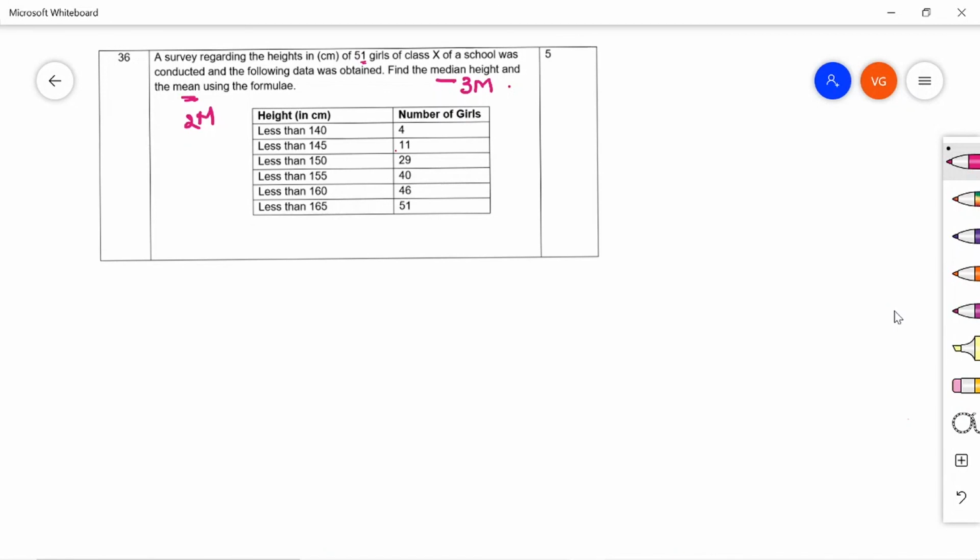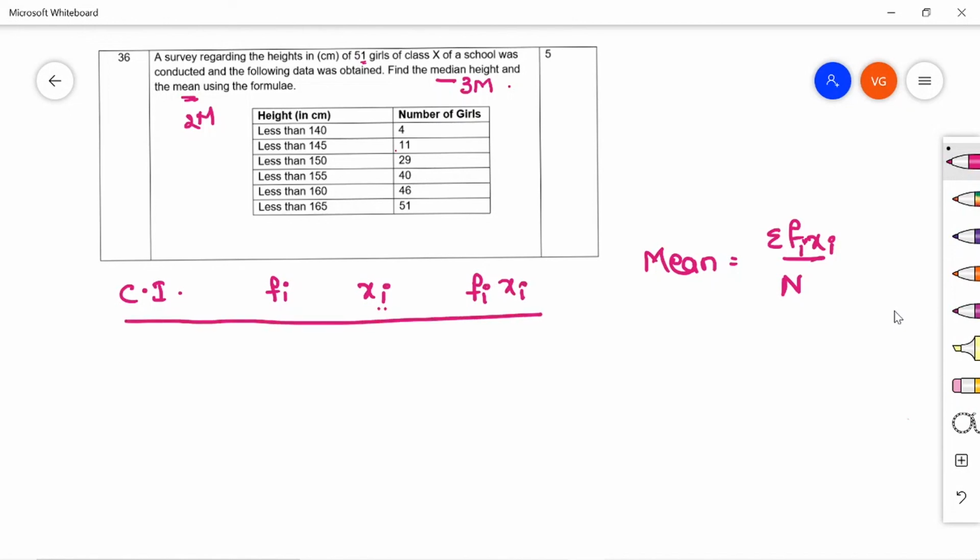Now, let us calculate mean here. Mean is simple. Mean is equal to sigma fx divided by n. So, fi into xi into n. N you know, 51. Now, I need to calculate fi and xi. But here you are given with the less than table, so you need to set up the class interval table. Write down class interval, fi, then xi, then fi xi. Xi is nothing but the average of the class interval, right?